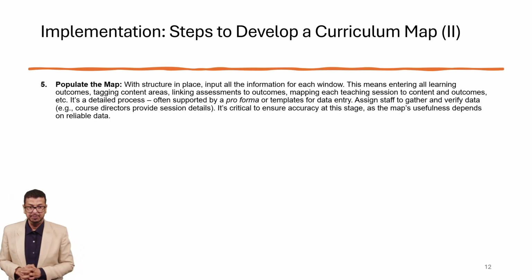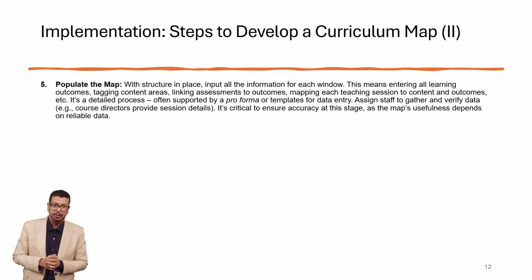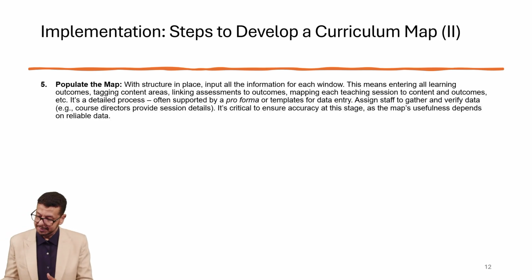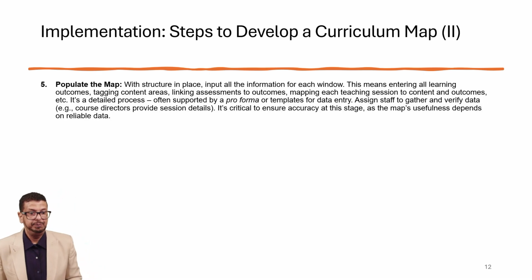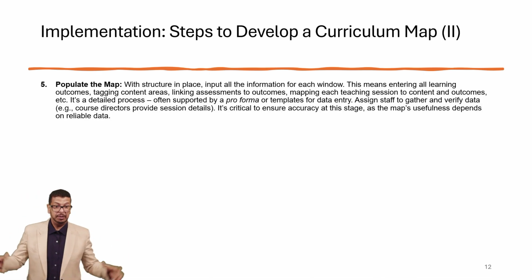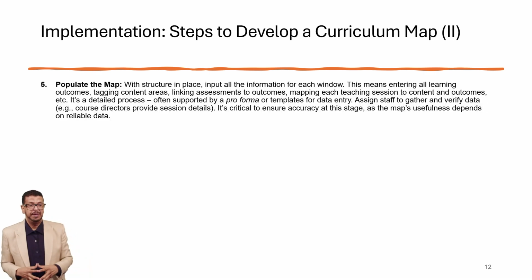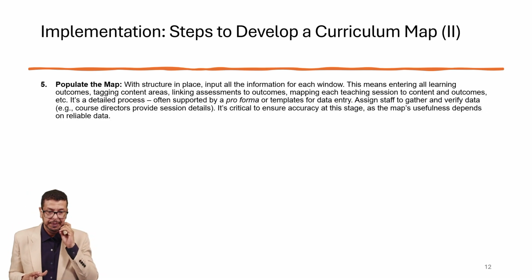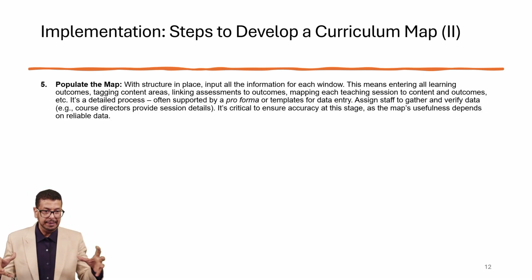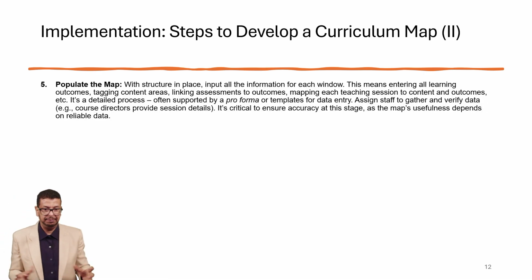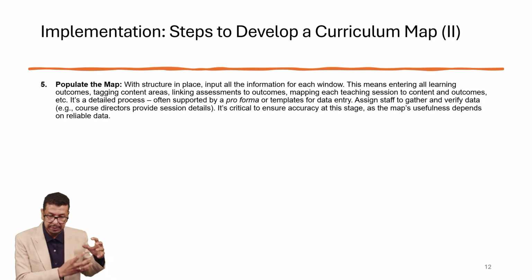Step number 5 is to populate the map. With the structure in place and all the information, all 10 windows, this will be populated to the course director, to the student, to the staff, and so on, and you have to have your technical team with you.